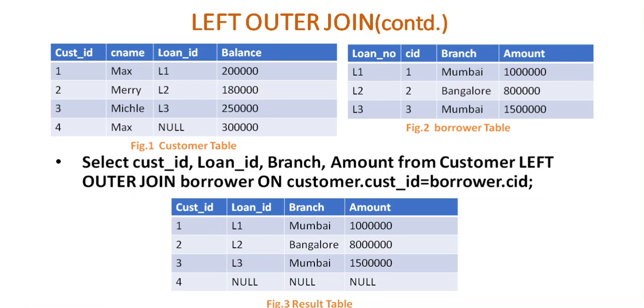So in left outer join, whenever you perform left outer join on two tables, it will display all data from the left table and matching data from the right table.